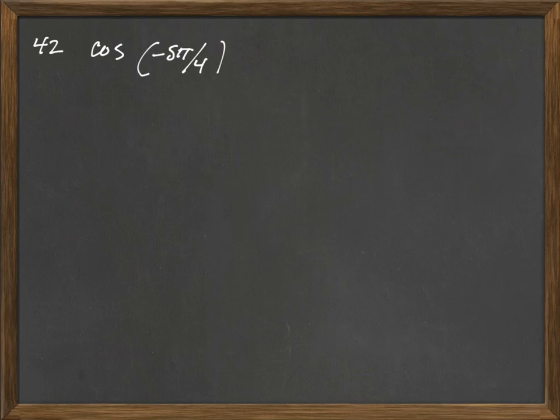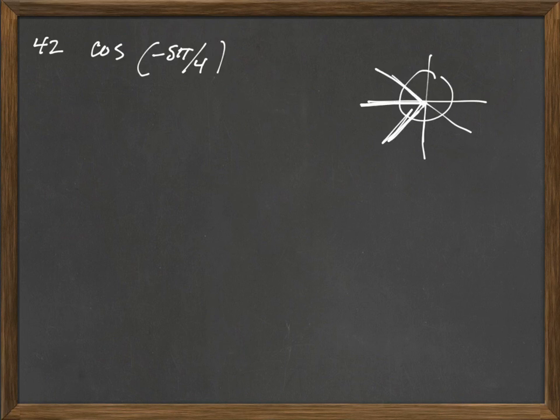And number 42 wants the cosine of negative 5 pi over 4. Again, negative pi over 4, negative 2 pi over 4, negative 3 pi over 4, negative 4. So here's negative 5 pi over 4. Cosine is negative, so it's negative square root of 2 over 2.